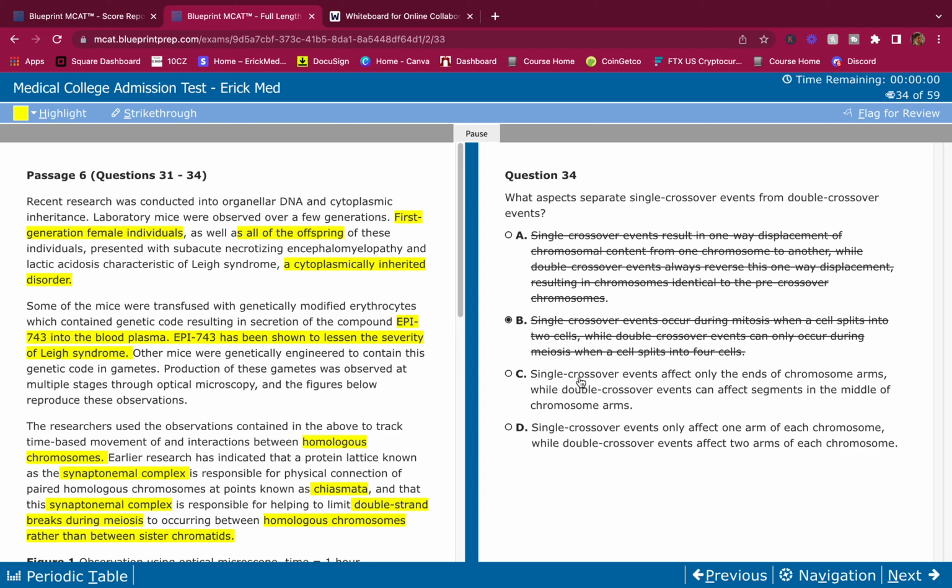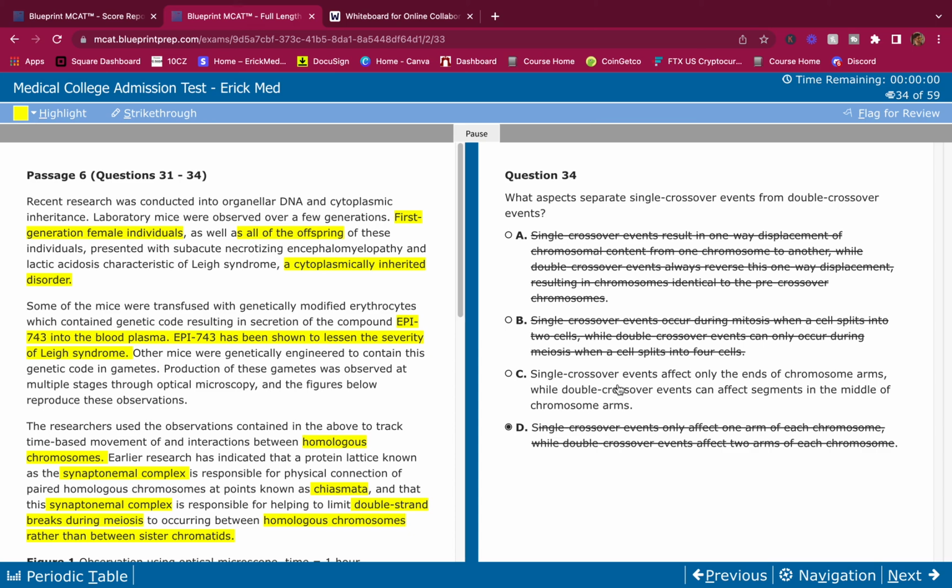Yeah. Okay, I don't see anything wrong with this. I'm not too crazy, but let's see what D is. Single crossover events only affect one arm of each chromosome, while double crossover events affect two arms of each chromosome. No. When have you seen a crossover that affects both arms of the chromosome? That doesn't happen, okay? A single crossover or a double crossover will only affect one arm of a chromosome.